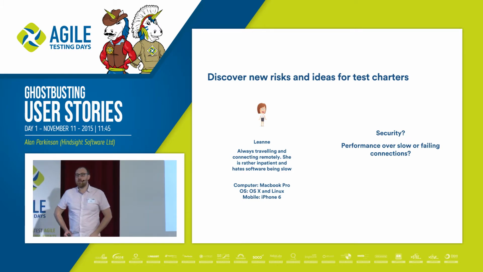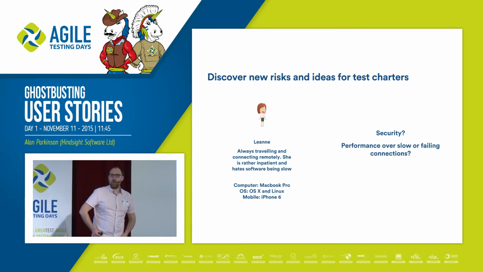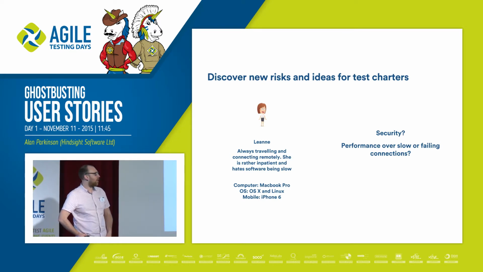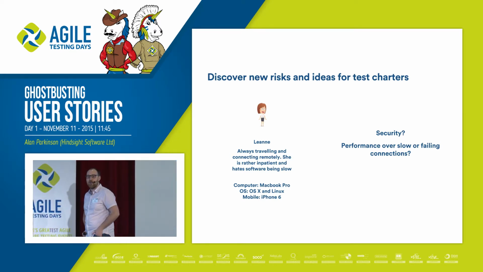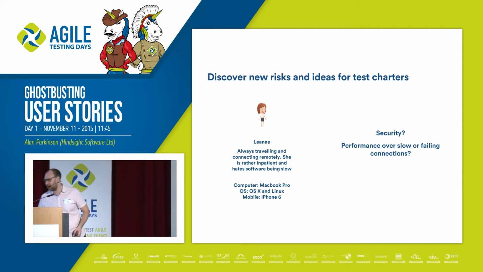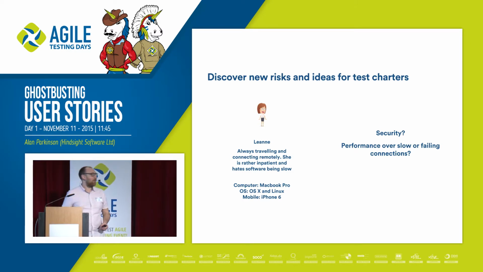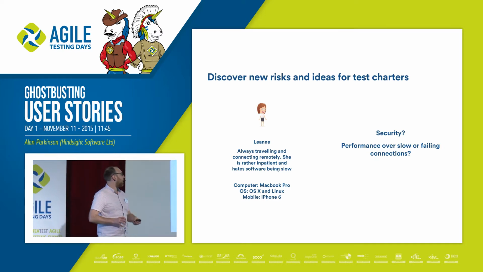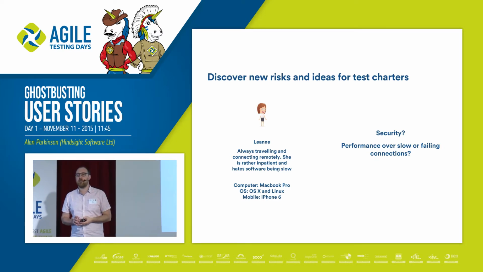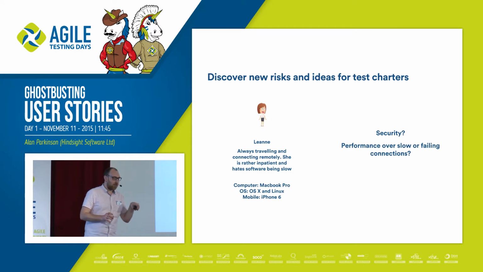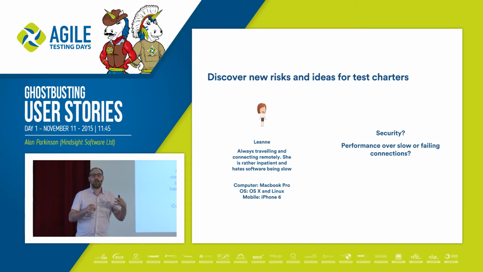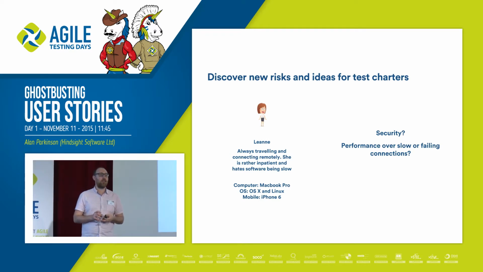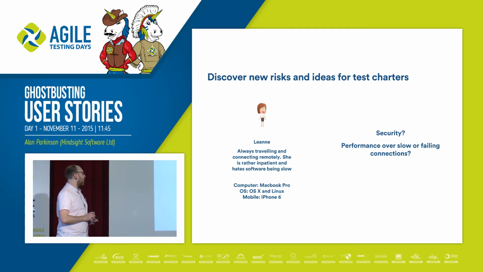About performance, if she's connecting remotely, hotel Wi-Fi is terrible. I recommend anybody test their application on hotel Wi-Fi. You really do find bugs. So by looking at her persona, you can actually get additional ideas. She's also really impatient. She doesn't like the software looking like it hangs. She'll want a spinner.